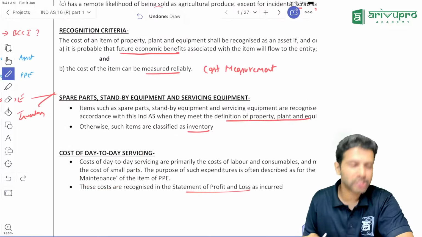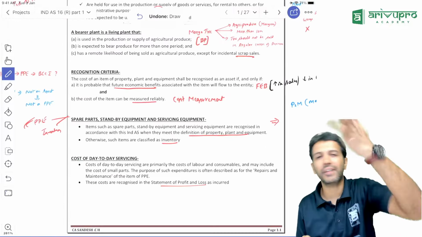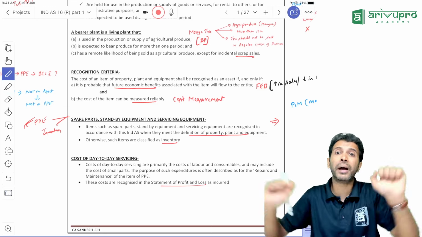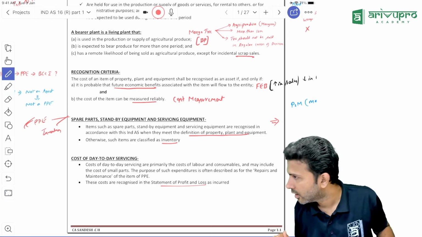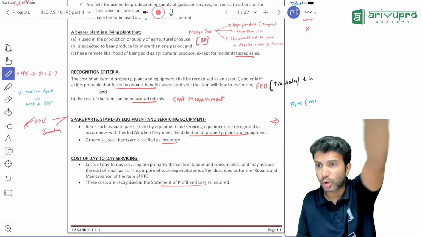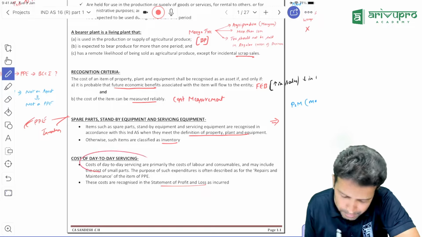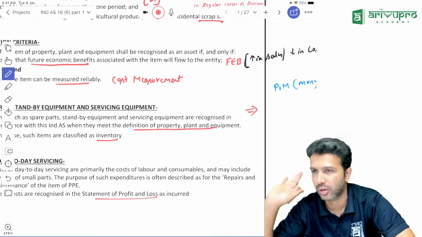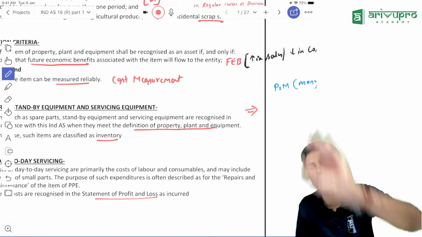Next one is cost of day-to-day servicing. Obviously, if you have any property, plant and equipment, you need to get it periodically serviced. Like when you have a bike, you will give it for service. That service charge you pay, will you capitalize it? Will you show it as PPE? No. That routine maintenance and service charges, you will transfer to P&L. It will not be capitalized.